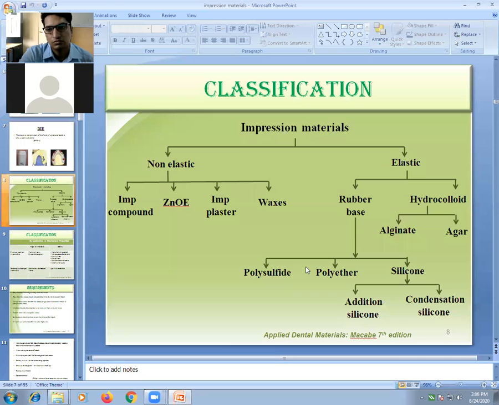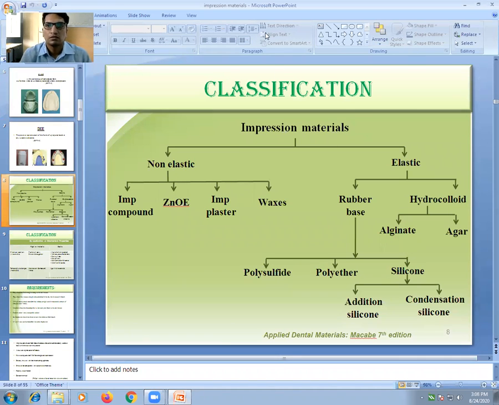Now, basic classification of all impression materials. This is also the most common question asked in the exam. Define impression materials, classify impression materials, and they will ask any one of the materials as a LAQ or as a SAQ. It will ask like, define impression and classify impression.